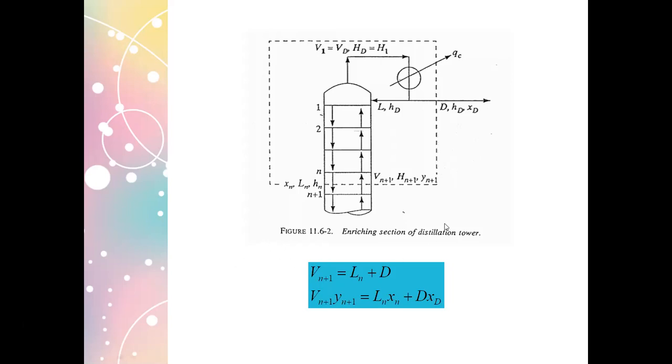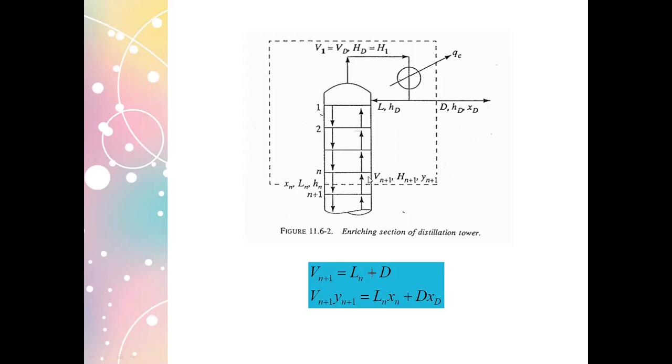Now, what you see here is very obvious. It's the enriching section of our column. You don't see any feed because the feed is in the stripping section. So what you see here is the condenser, the reflux, the vapor leaving the top plate, and the distillate. And we have this tray N, we have this tray N plus 1, and the corresponding streams labeled based on this labeling of the plates or stages in your enriching section.